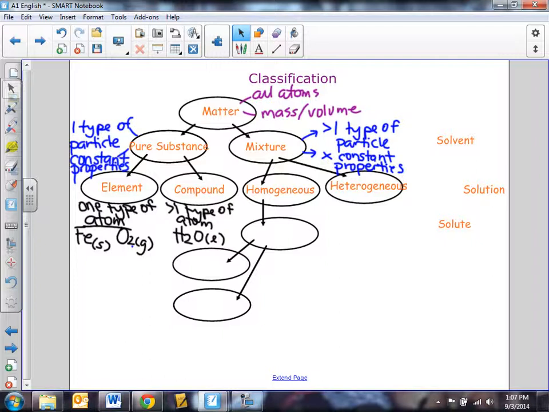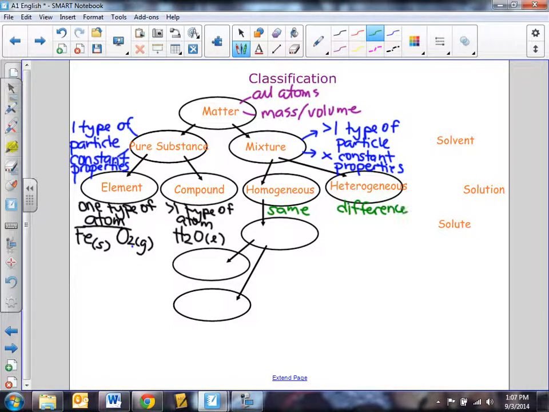That would be a perfect description. Homogeneous is where everything looks the same. Heterogeneous is where you can see the difference. And so when I look at a homogeneous mixture, it doesn't actually look like there's more than one thing. It looks the same throughout. A heterogeneous mixture is something where I can see the difference, where there are different parts to that particular substance.